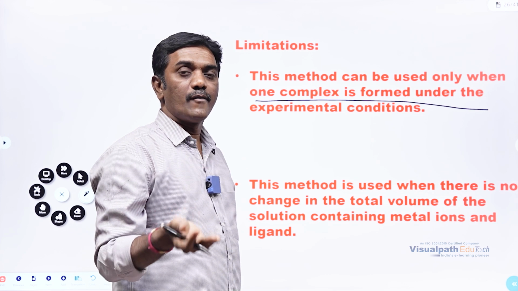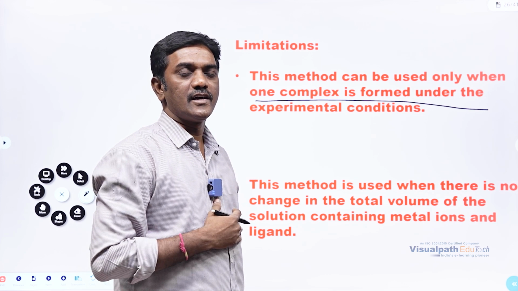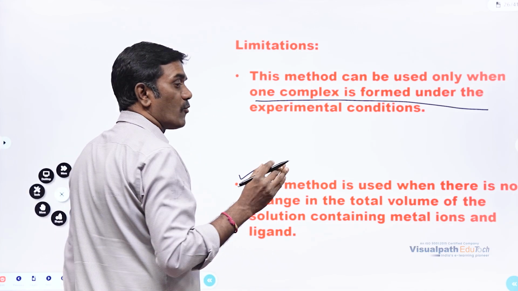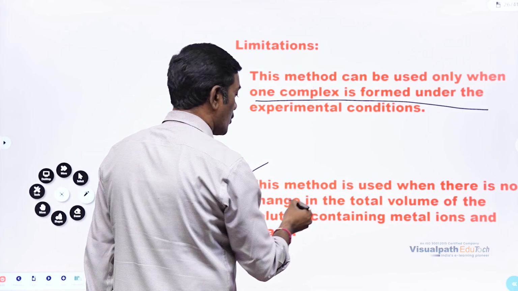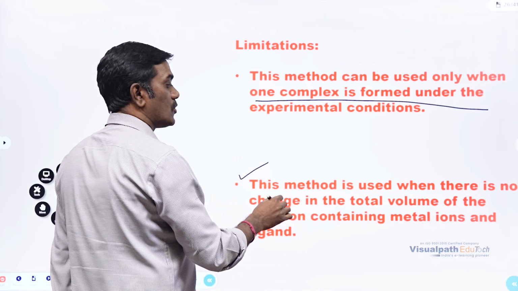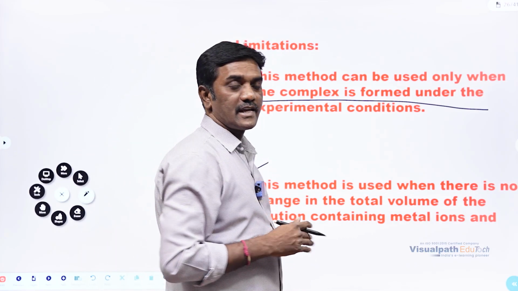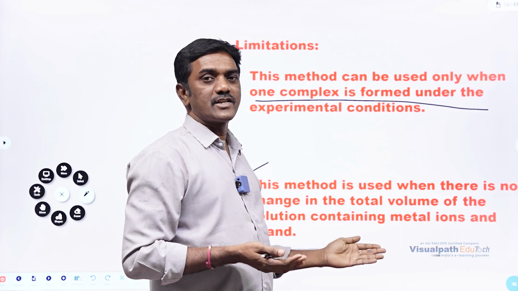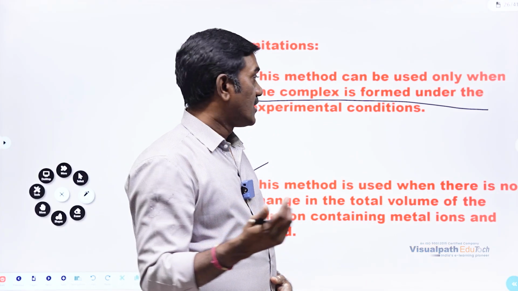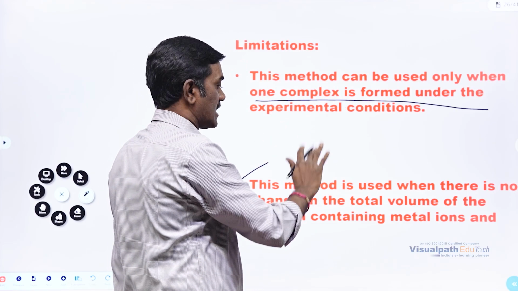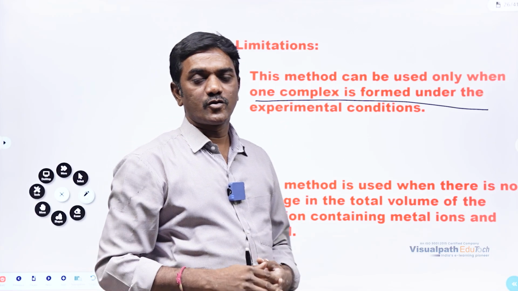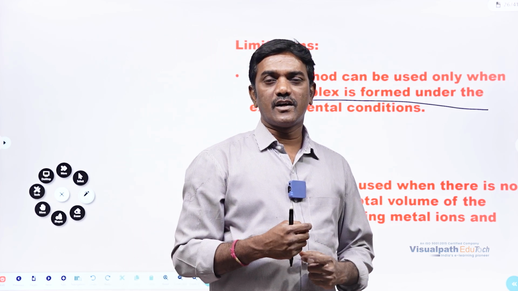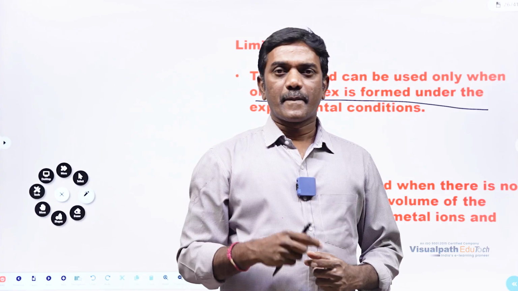We are not varying the composition of metal and ligand. And the second point is we have to keep the volume constant. There is no change in the total volume of the solution containing metal ions and ligand; we cannot change the volume. So both are limitations: we cannot use different complexes, or change the total volume. And in this way we can find out the composition of the complex.